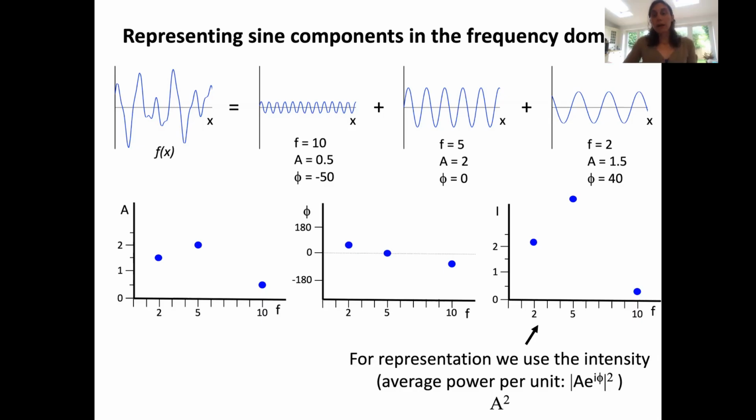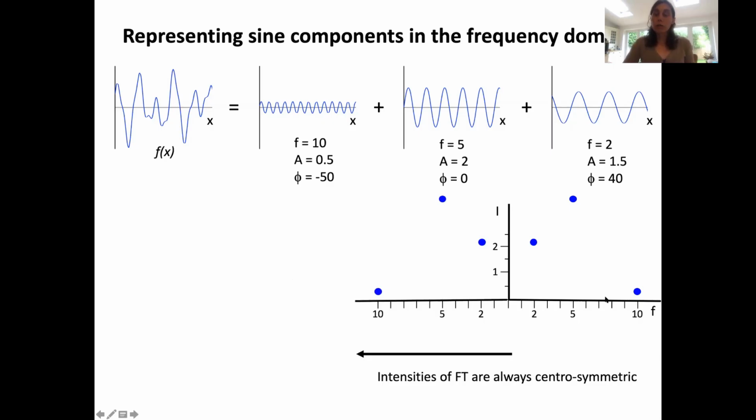Okay, so actually when we represent a Fourier transform, for example when you want to see the contrast transfer function of your image, for representation purposes we use the intensity of this number, which corresponds to the squared amplitude. So we can't represent both; either we represent the amplitudes or the phase information, because we can't represent a complex number. And usually we represent the squared amplitudes. That's what we call a power spectrum.